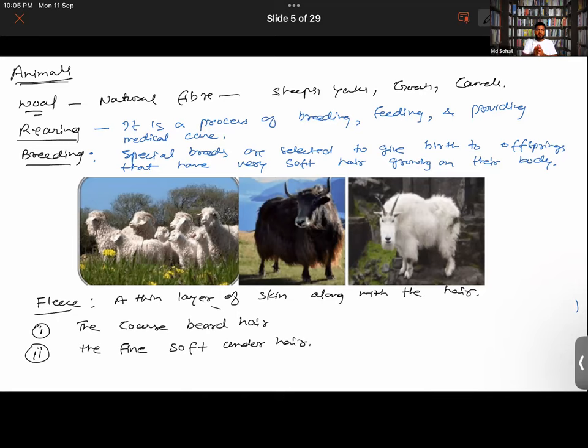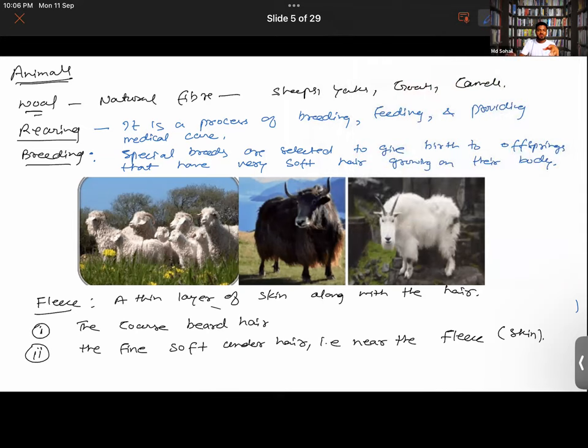Now, if you were to make a partition in the hairs of the sheep, then you will be able to see this fine layer, fine lining of hairs, that are softer than the outer hair. So the fine soft under hair is near the fleece, near the skin. Getting it, guys?